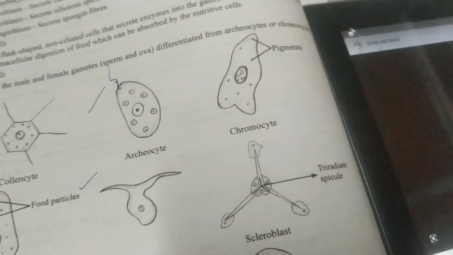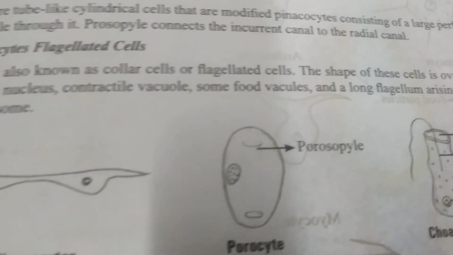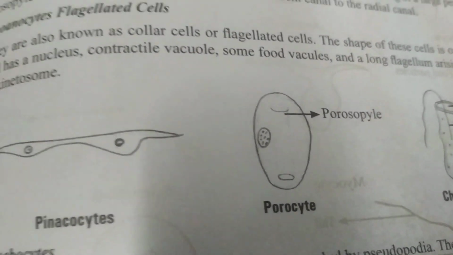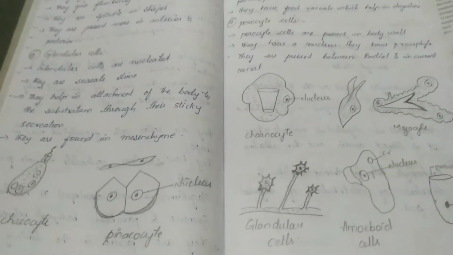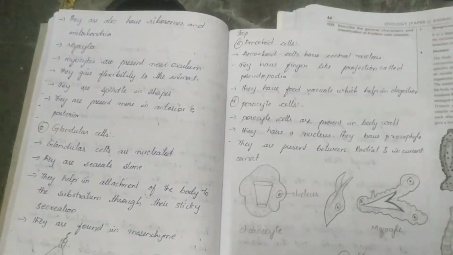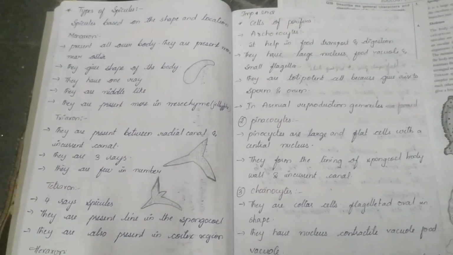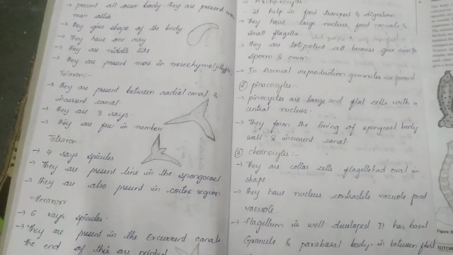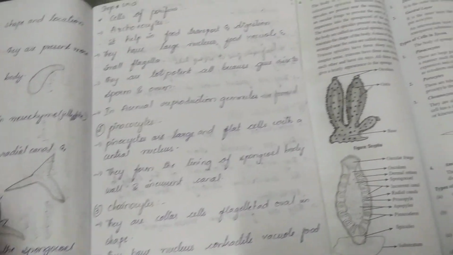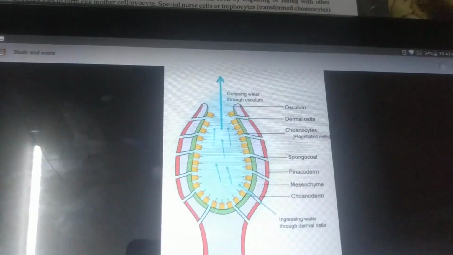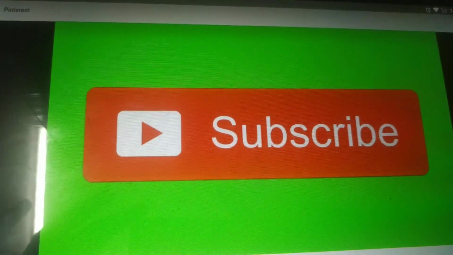Let me show you the diagram of the porocyte. It's here. Can you see the prosopyle here? Yes. So it is present between the radial and incurrent canal. So I have completed this. If you want to take a screenshot, you can. And this is again the types of spicules. And at last, we have seen this diagram also, right? This diagram of spicules, you should do this.